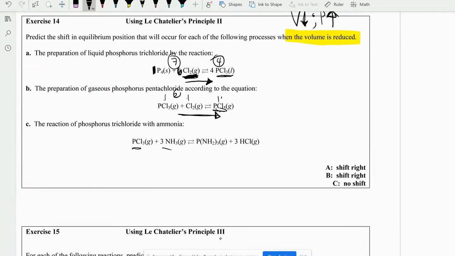Well, I look over here and I have 1 plus 3 for a total of 4 moles. And I have 1 plus 3 over here for a total of 4 moles. So each side of my reaction has 4 moles. Therefore, I don't see that any shift will occur because it won't have any effect, because both sides have the same number of moles. There will be no stress relief for C.